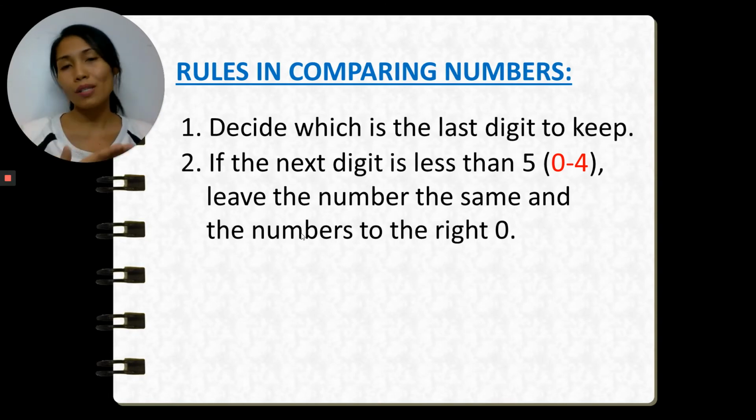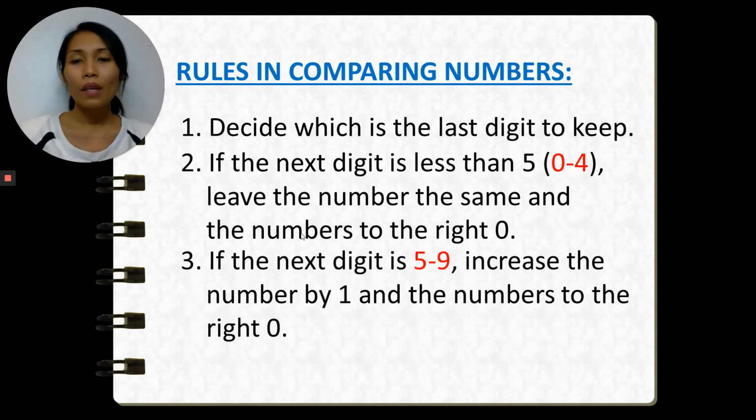I'm going to discuss this one further later on. Okay, if the next digit is 5 to 9, you increase the number by 1. That means you add 1, or plus 1, and the numbers to the right become 0. Okay, all numbers to the right are 0.